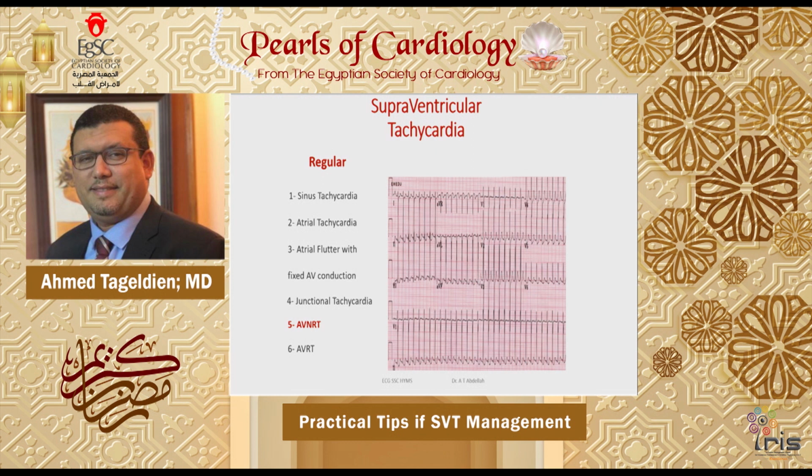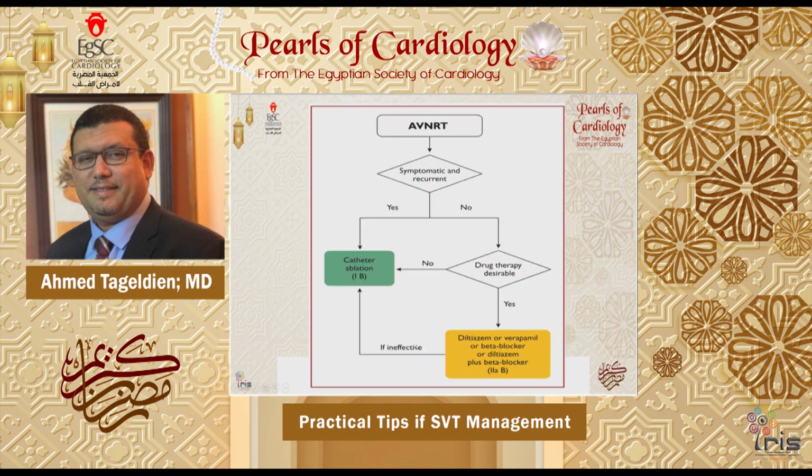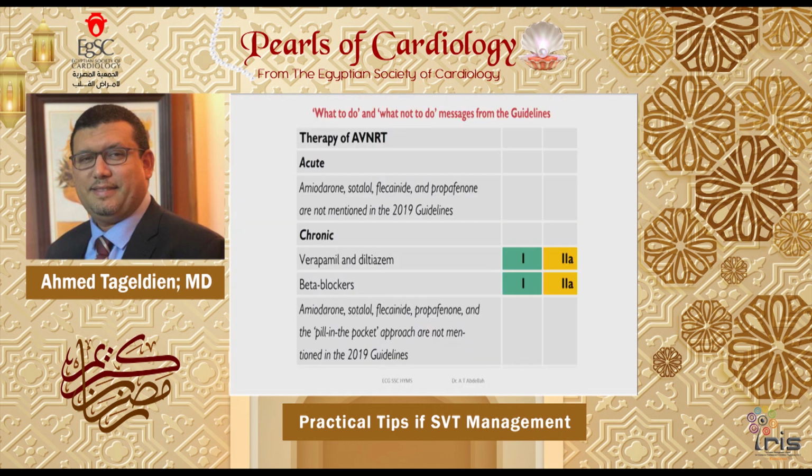In cases of AV nodal reentrant tachycardia, as you see here, we use vagal maneuvers if the patient is hemodynamically stable. If the patient is not hemodynamically stable, we can use synchronized DC cardioversion. Medically, we can use IV adenosine, beta blockers, or verapamil. And ablation, of course, in symptomatic patients not controlled on medical treatment.